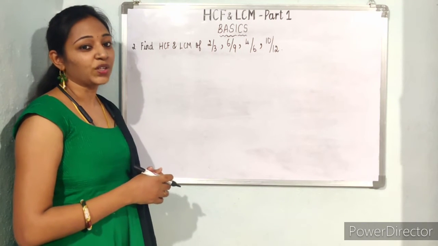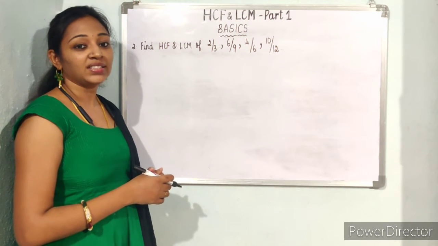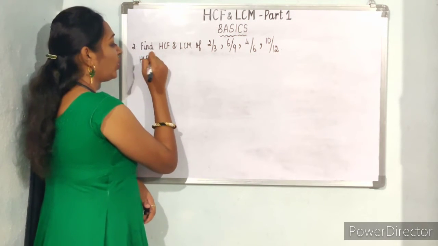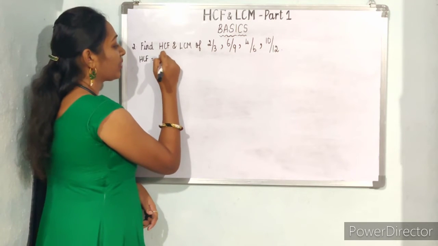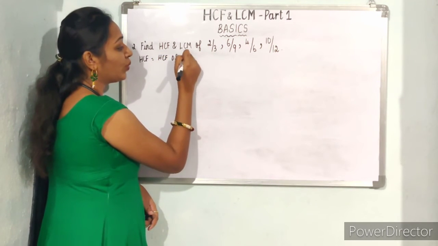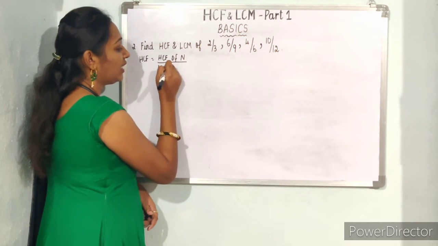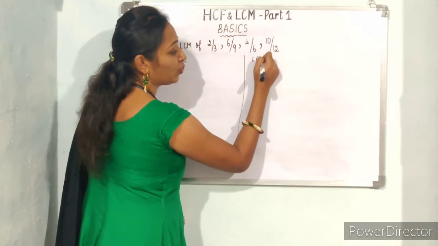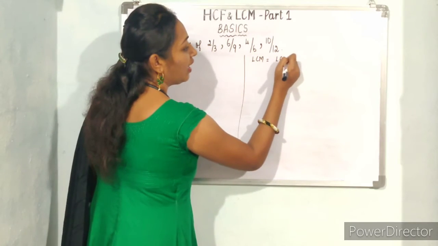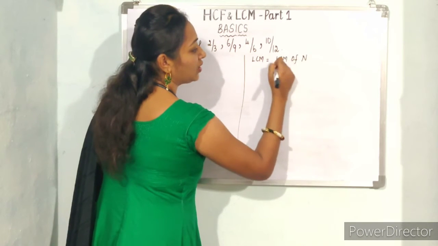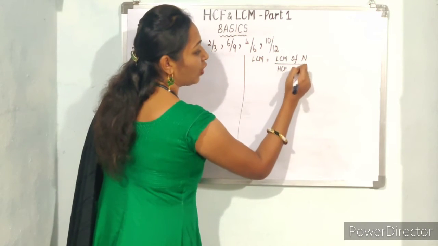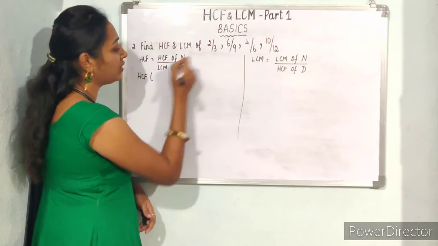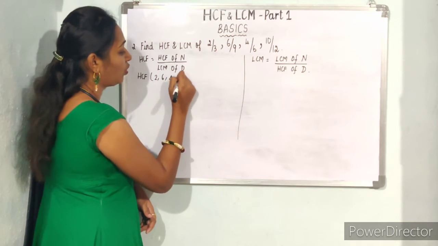So the next problem is we are going to find the HCF and LCM when the numbers are fractions. First we'll find the HCF. HCF of the given fractions is the HCF of the numerators divided by the LCM of the denominators. And when you are supposed to find the LCM of fractions, it is the LCM of the numerators divided by the HCF of the denominators. So first let's find the HCF of the numerators: 2, 6, 4, 10.